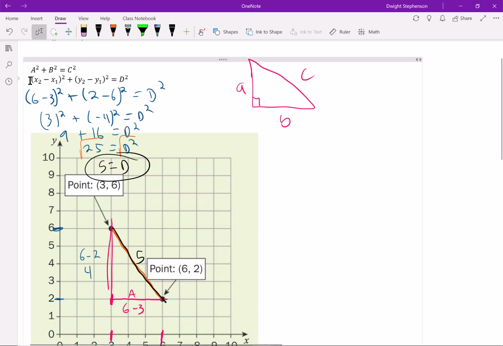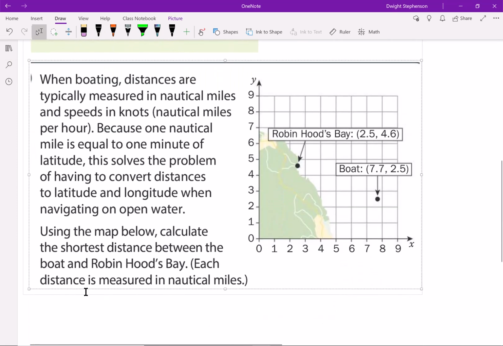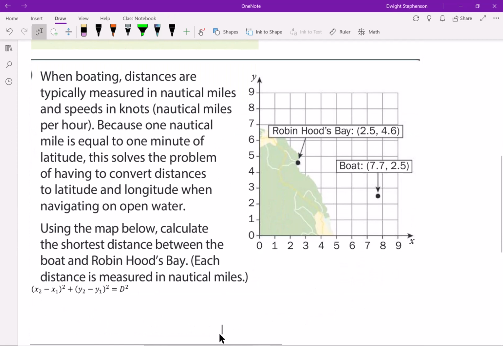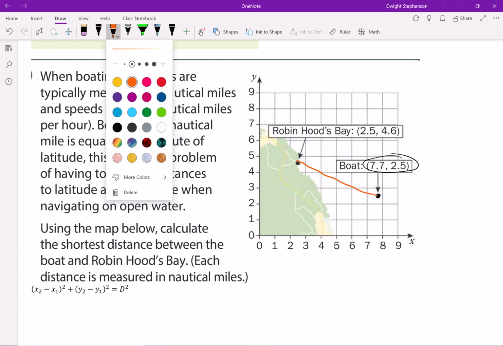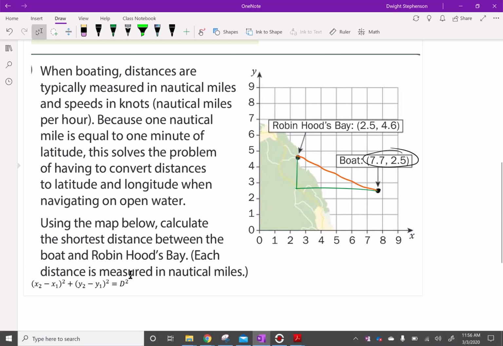All right, so let's look at another example, or a more real-world example. On a map, maps have coordinates. It is a coordinate plane. We're using latitude and longitude. Let's pretend we're in a boat, right? We're over here in this boat at coordinates 7.7, 2.5, and we're trying to get to Robin Hood's Bay. We want to get there in the shortest distance possible, which would be taking a straight route like this. If we want to know our distance, we can use the distance formula, which is basically just the Pythagorean theorem, by finding the x and the y distance, right?